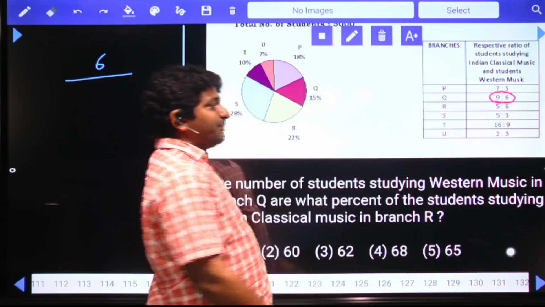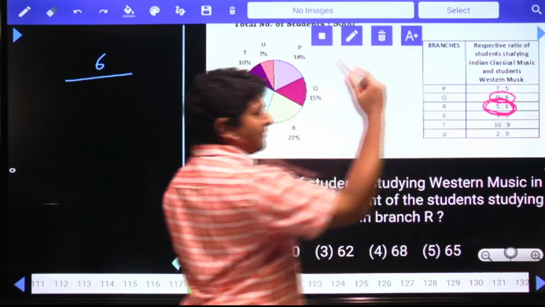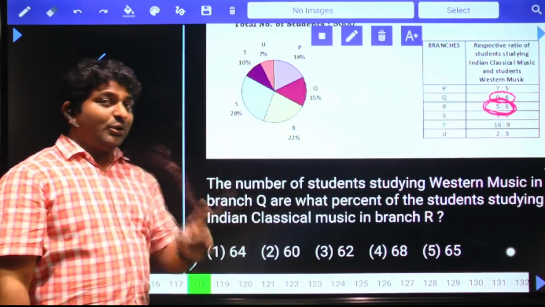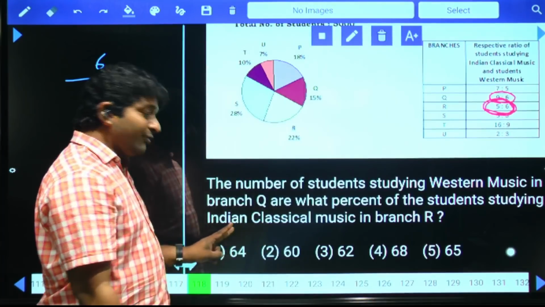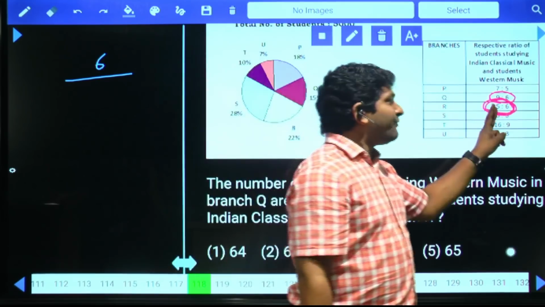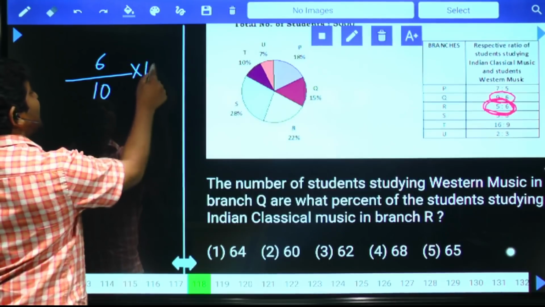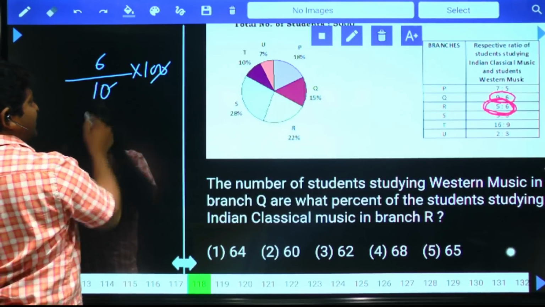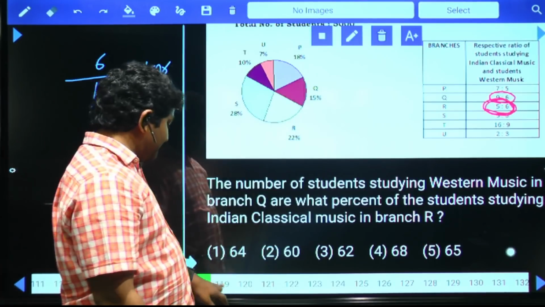Total we have 22%. That is divided in the ratio 5:6. So that is equal to total 11 parts is 22. Each part is equal to 2. And here for branch R we need to go for Indian. Indian classic are 5 parts. 5 into 2, 10. So that is 6 by 10 into 100. 6 by 10 into 100 in the sense how much? 60% final answer. 60%, second option answer.